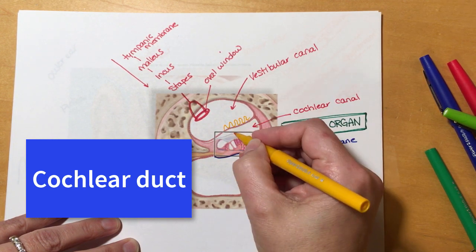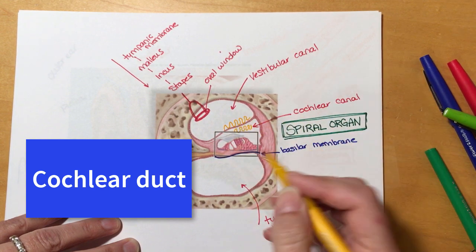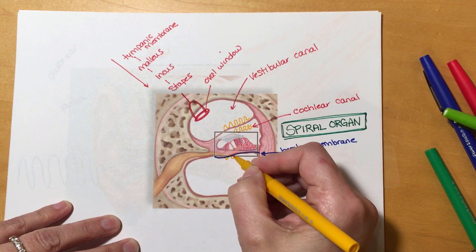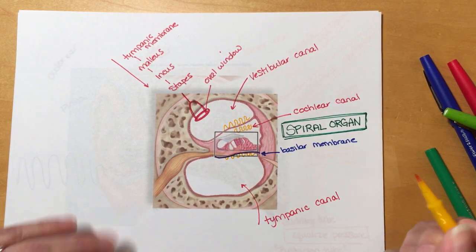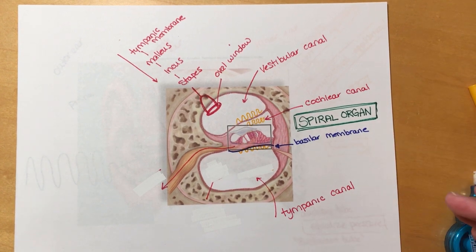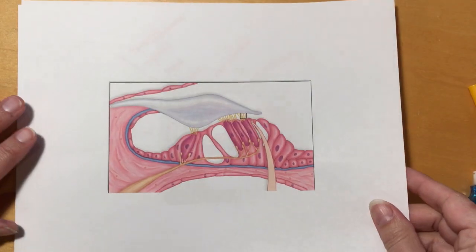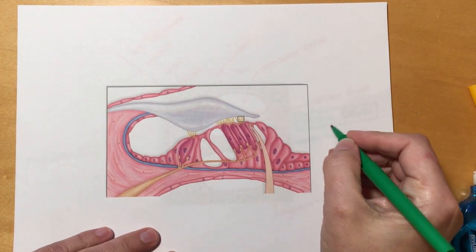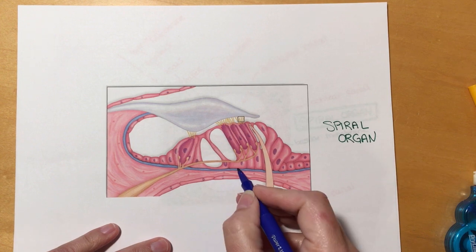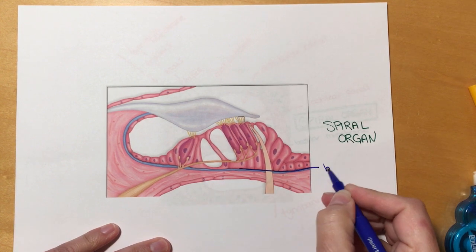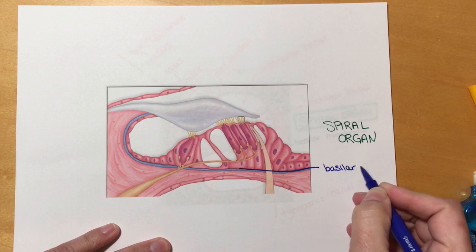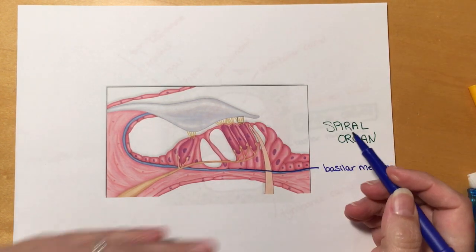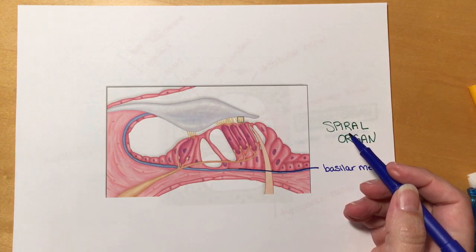More waves will happen in the cochlear canal, and therefore the basilar membrane will also vibrate up and down. So the basilar membrane is vibrating up and down. Let's take a closer look at what this looks like. Here's the spiral organ, and right here in blue, you can see the basilar membrane. Because of all the waves in the fluid, the basilar membrane is moving up and down.